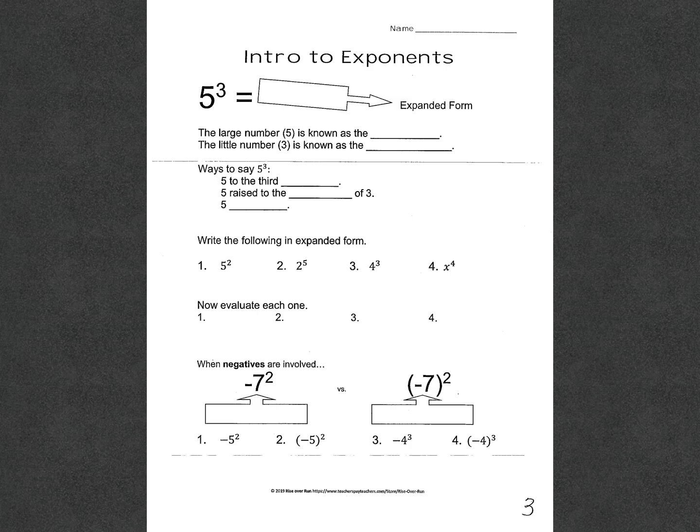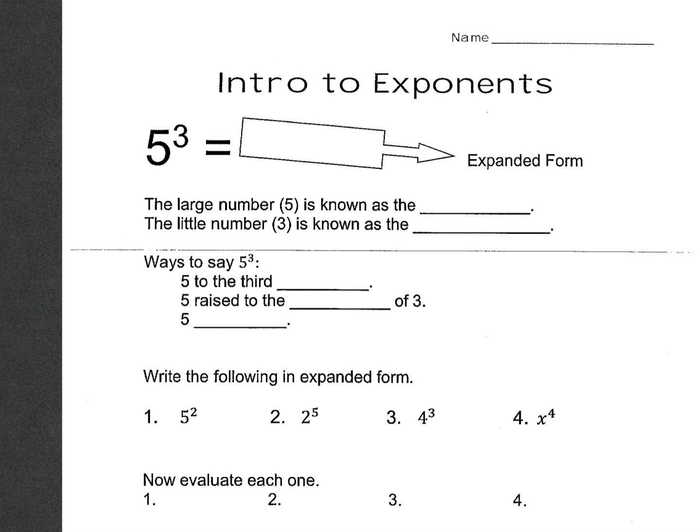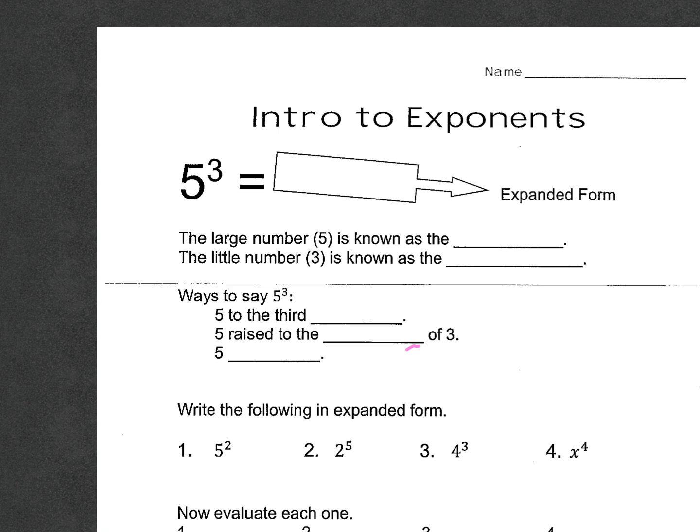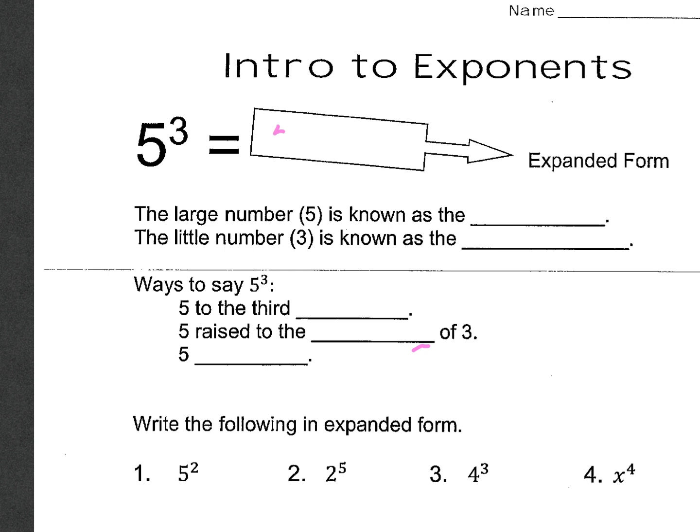Okay, now let's talk about our exponents and what everything means. So you're going to see some directions that ask you to put it in expanded form. Expanded form is going to be 5 times 5 times 5. So because the larger number is known as my base, okay, it's the base, it's a solid one, it doesn't change. And then the 3 here is known as my exponent. That's the number of times you're going to multiply the base. Okay, and that's why it's called exponents.